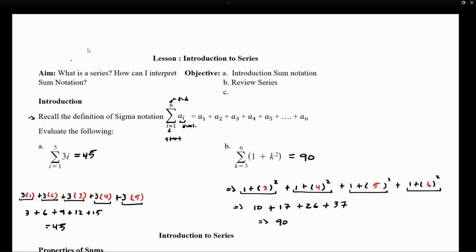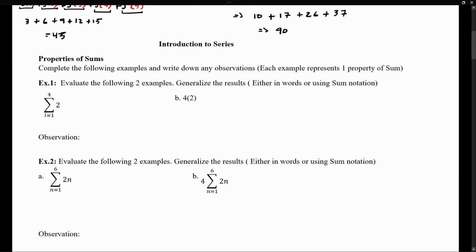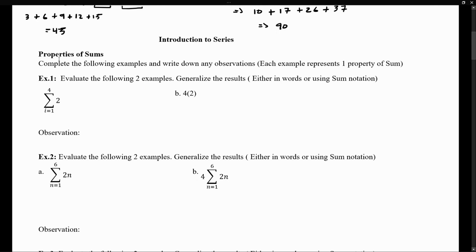So this is just a small refresher about what a sigma notation is. But how is this related to a series? Well, let's think about some of the properties for sums, because we're going to be using sums to define series. So let's think about some of the properties of these sums, or the sigma notations here. And let's do that by observing some examples as follows. Let's complete the following examples, and let's write down some observations that we can gather.